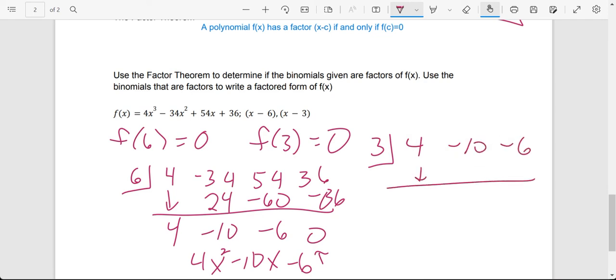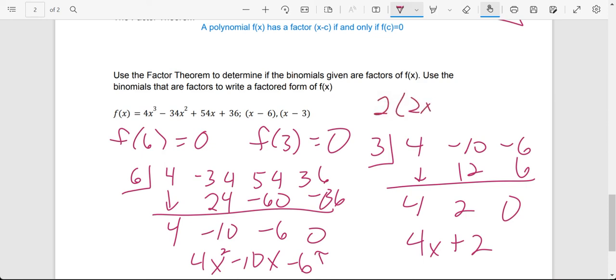Bring down the 4. 4 times 3 is 12. Add up to get 2. 2 times 3 is 6. Add up to get 0. So our factor theorem still worked once again. We're left with 4x plus 2. We can factor that a little bit more, because the GCF is 2. So our final answer is going to be 2 times the quantity 2x plus 1, times x minus 6, times x minus 3.